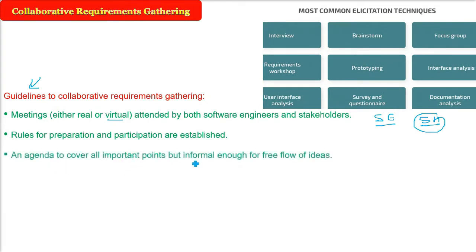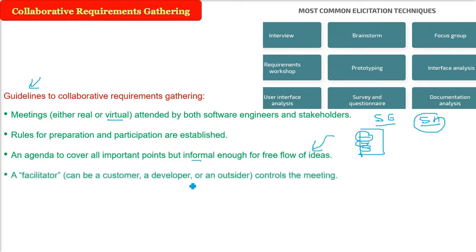So for that we have to make an agenda. An agenda will be made on all the important points that are going to be discussed in this meeting. But it needs to be informal. Requirement gathering is all about informal meetings because we want a free flow of ideas. We cannot be rigid here, saying only this agenda we are going to discuss, we will not entertain this talk.